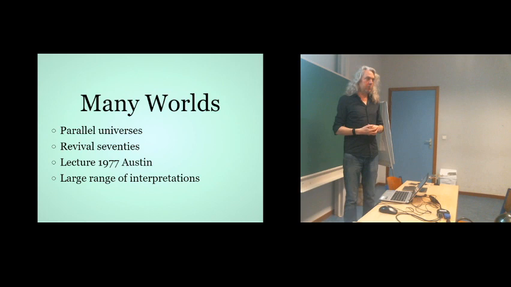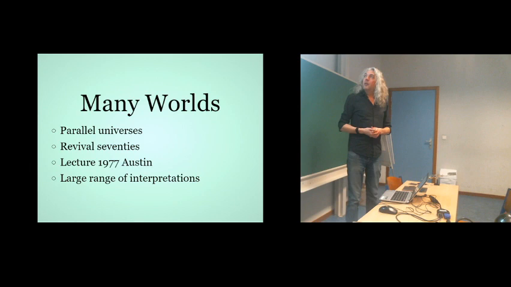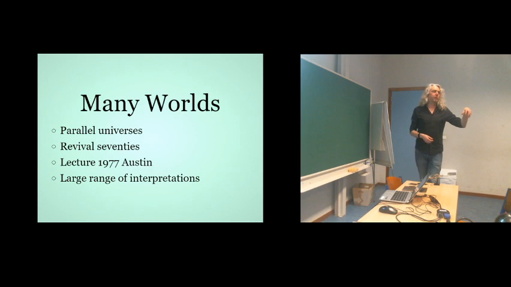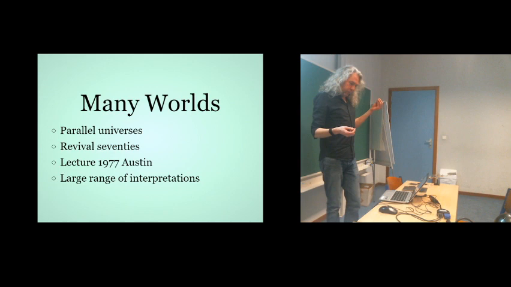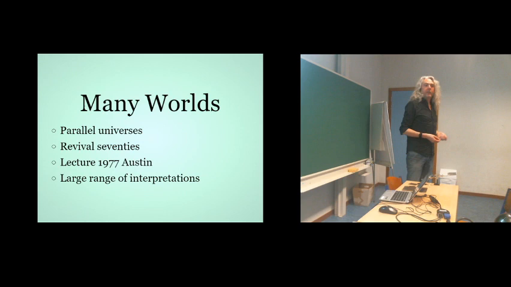And he was asked to give a lecture in 1977 in Austin by John Wheeler, who was the professor with whom he wrote his PhD. And all the other persons that were interested in the many worlds interpretation, they were there at that lecture. It was the last time that he spoke about it. And yeah, in 1982 he died. And it was the revival of his theory that started there. And well, I explained it.